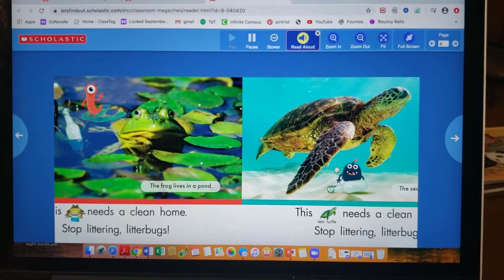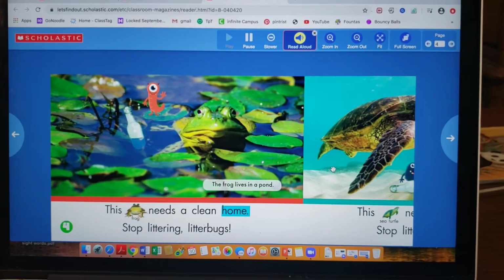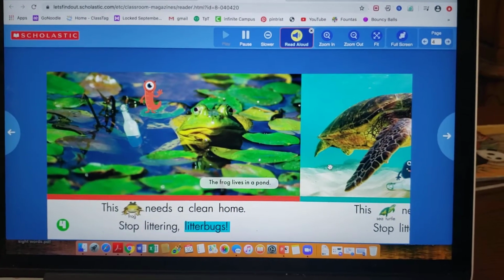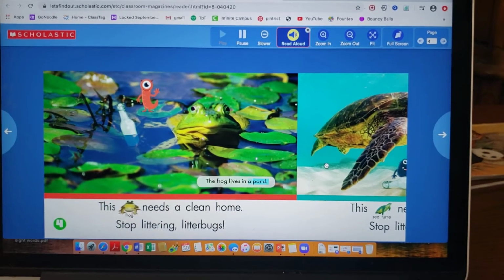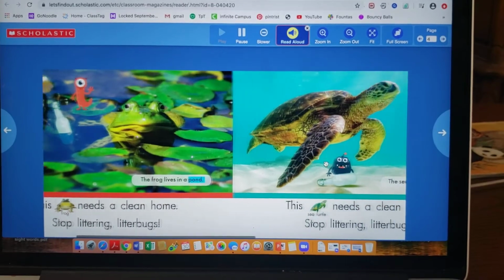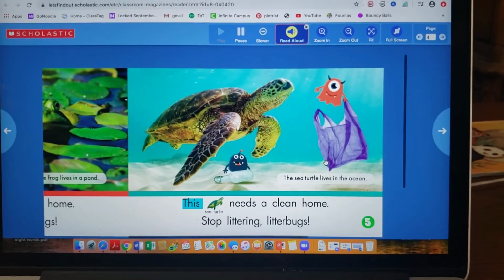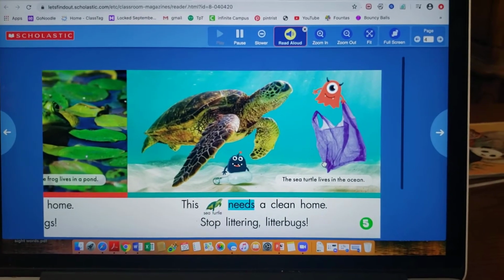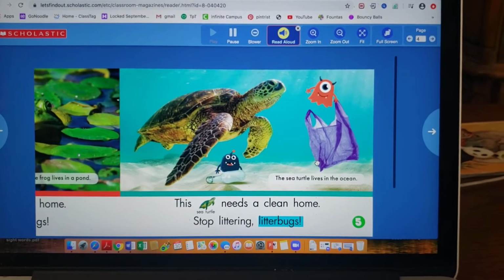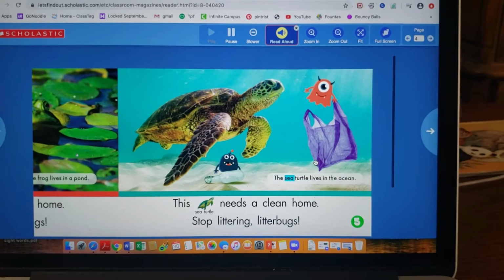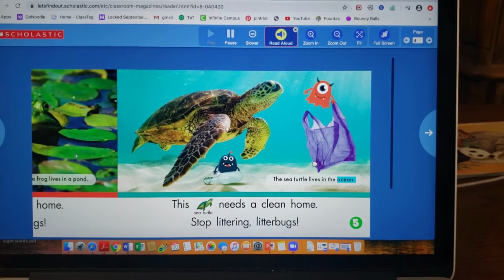This frog needs a clean home. Stop littering, litter bugs. The frog lives in a pond. This sea turtle needs a clean home. Stop littering, litter bugs. The sea turtle lives in the ocean.